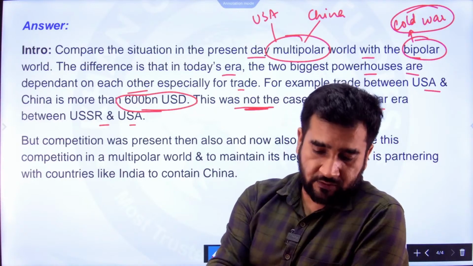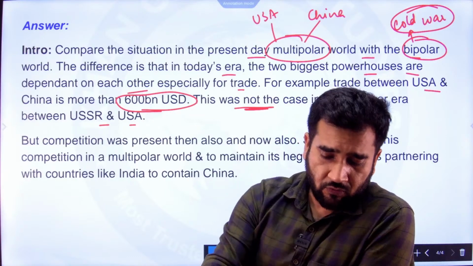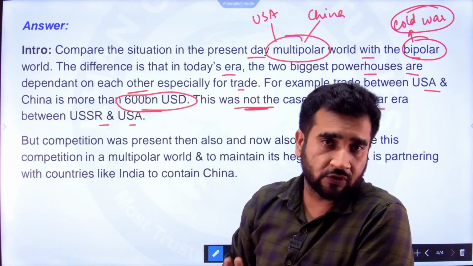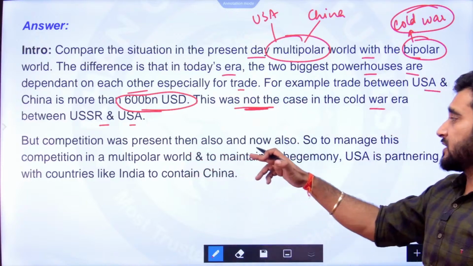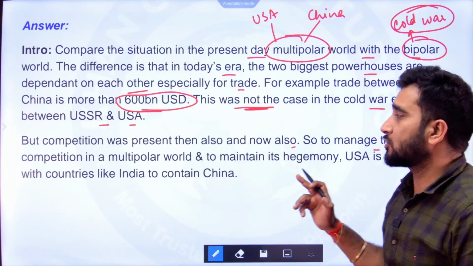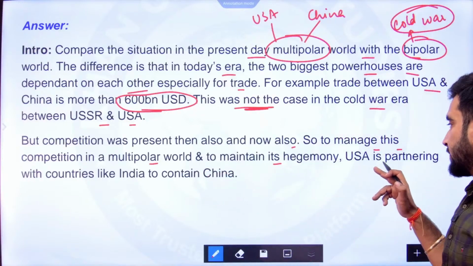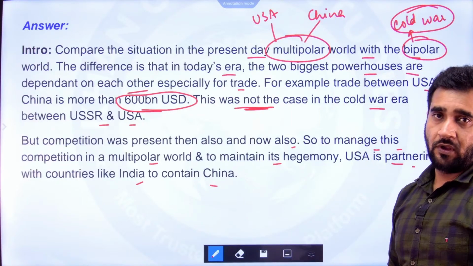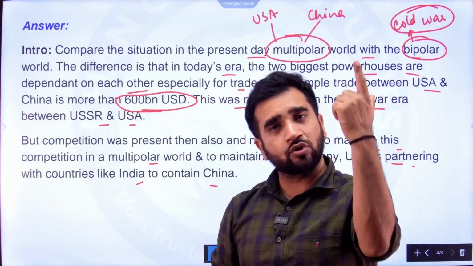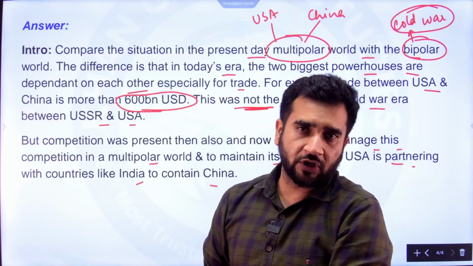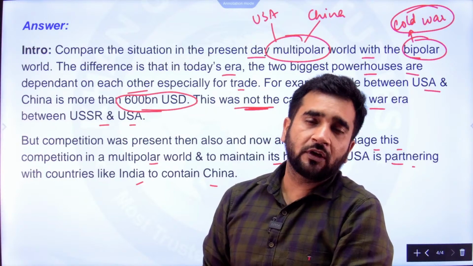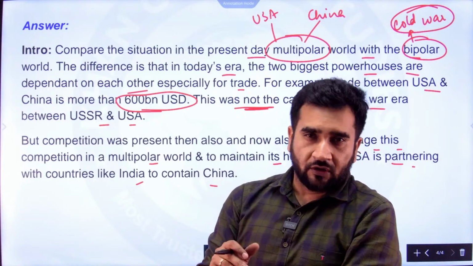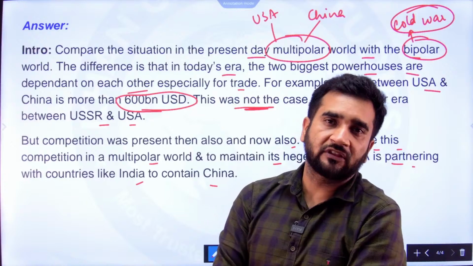But competition was there. So we cannot ignore the competition. Competition was present then also, and competition is there now also. To manage this competition in a multipolar world and to maintain its hegemony, USA is partnering with countries like India to contain China. Then also USA wanted to win. Now also obviously USA wants to win. China also wants to win. USA will try its best. China will try its best. So USA, in order to have an edge and reduce its dependence upon China, is partnering with countries like India.